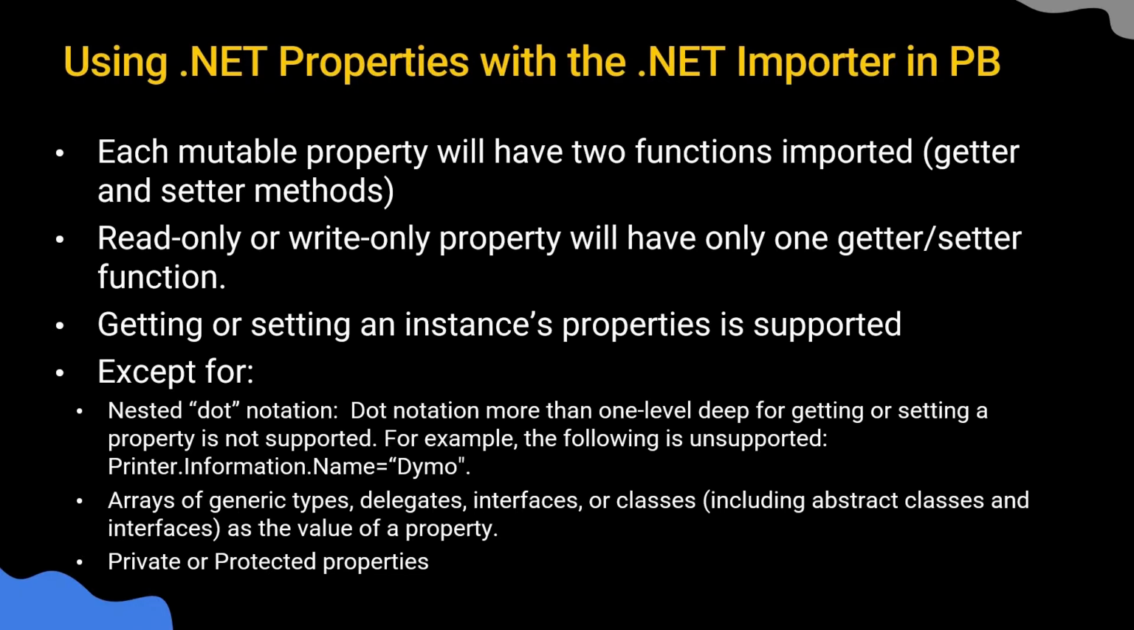There are some other limitations here. You cannot use nested dot notation more than one level deep for getting or setting a property. So you may have to write a method, for example, which calls more deeply into a managed code assembly. For example, printer.information.name equals DYMO would be unsupported. And as mentioned before, arrays of generic types, delegates, interfaces, or classes, including abstract classes and interfaces, are not supported. And private or protected properties are not supported. You couldn't do that in PowerBuilder either, for that matter.